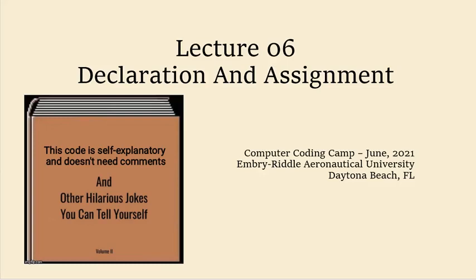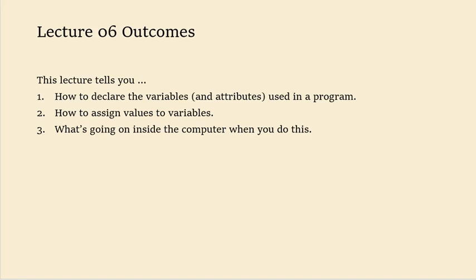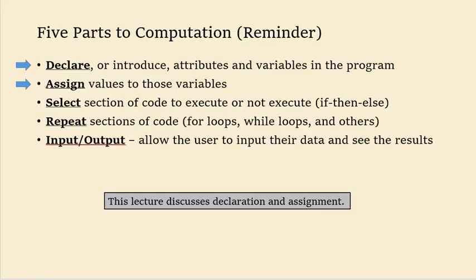Welcome back. In this lecture, we're going to talk about declaration and assignment. We talked about the 5 things all programming languages need to know, and this covers the first 2: declaration of variables and assignment of values to those variables. What are you going to know by the end of this? How to declare variables and attributes in a program, how to assign values to them, and what the computer's doing when you do these things.